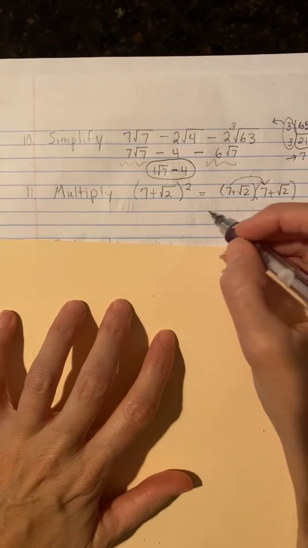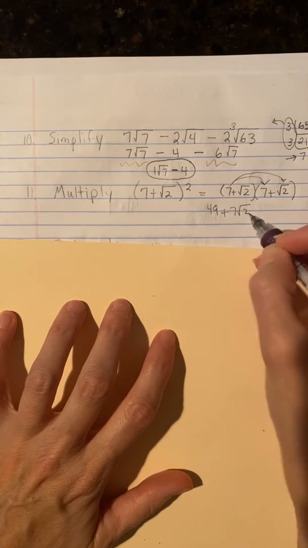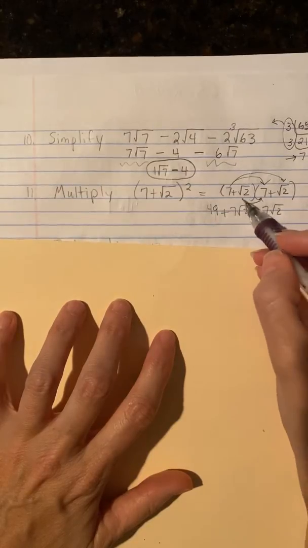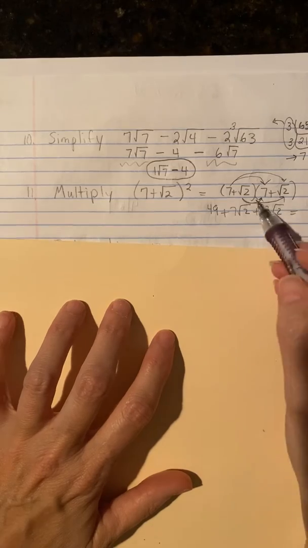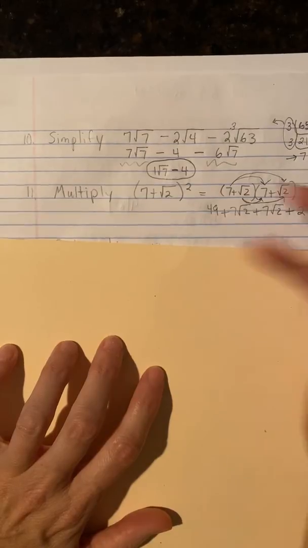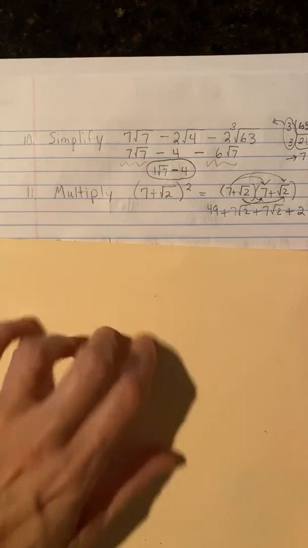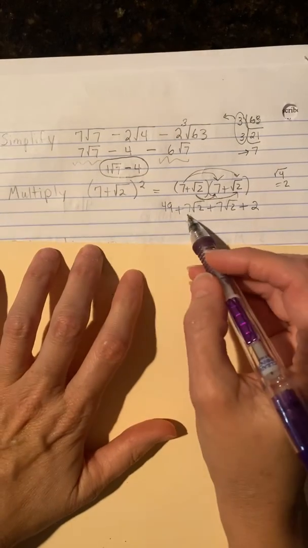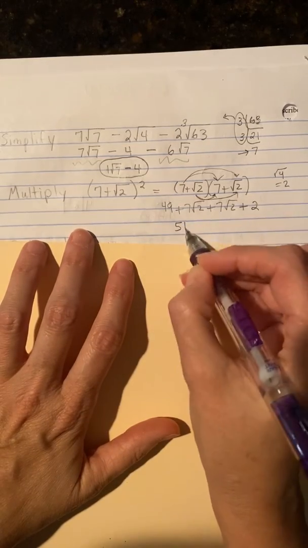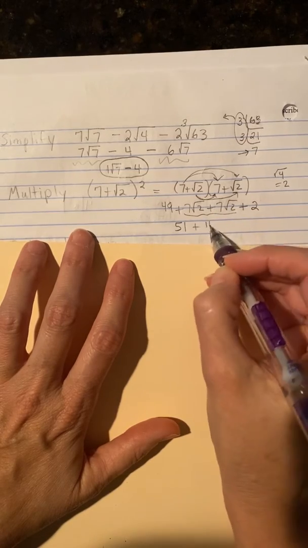7 times 7 is 49. 7 times radical 2 is 7 radical 2. Radical 2 times 7 is another 7 radical 2. And radical 2 times radical 2 is just plain, oops, that's not an equals, that's a plus, just plain 2. Because radical 2 times radical 2 is radical 4, and that's a 2. And then we can combine some things. We can combine the 49 and the 2, which is 51, and we can combine these two middle guys because they have matching radicals, 14 radical 2.